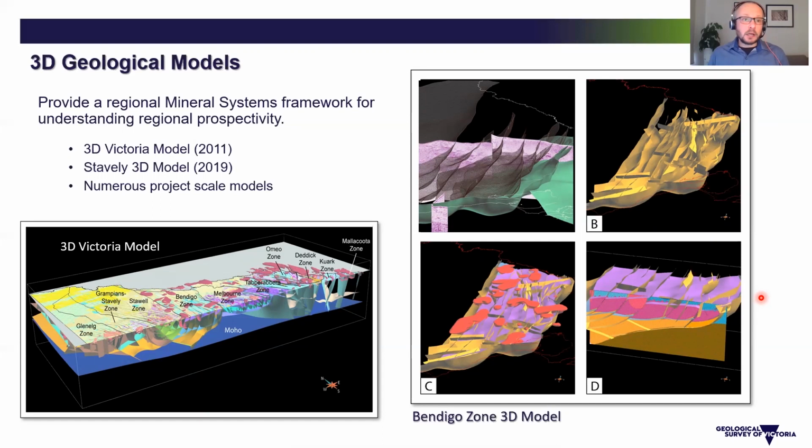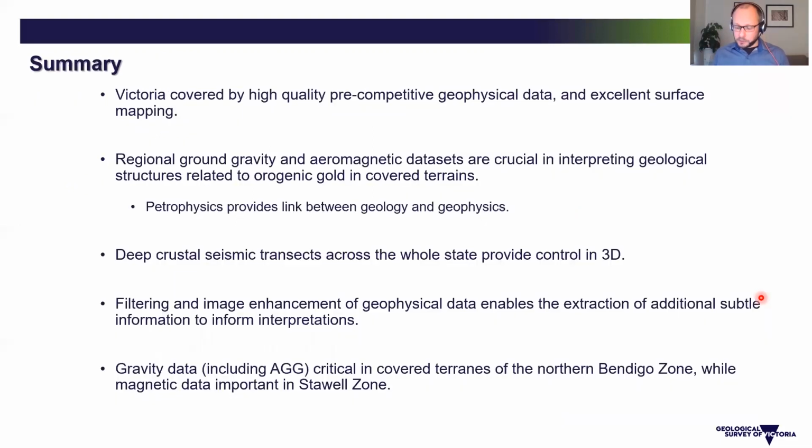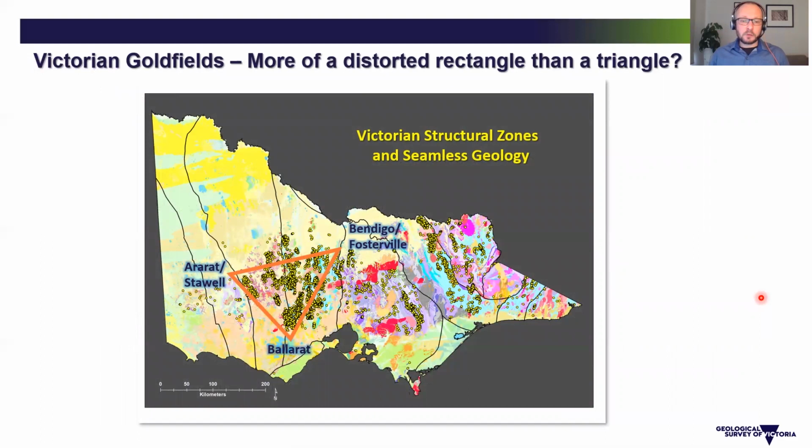And so just finally, we can utilize all of these data sets and bring in all the mapping, the drilling, the geophysics, interpretation, modeling, and use that as a framework to build these 3D models that are really useful for understanding the bigger picture and the regional mineral systems in Victoria and how they relate to specific areas. So finally, I guess, we've heard of the golden triangle, but maybe we should be thinking more about some sort of deformed golden rectangle, or in this case, a red rectangle. Thank you.